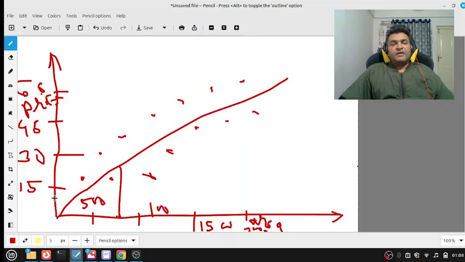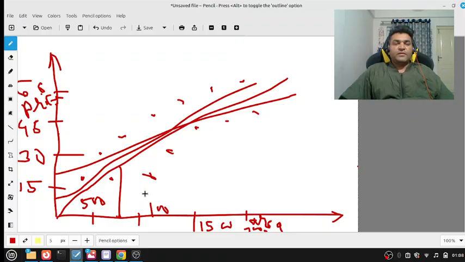We will pass multiple lines here, like this, where the maximum number of points can be covered. That line we have to identify, because it's in two variables only, and these points are very near to that. So we are considering that this might fit a linear relation between input and output. That is why we are taking a straight line, y equals mx plus c.